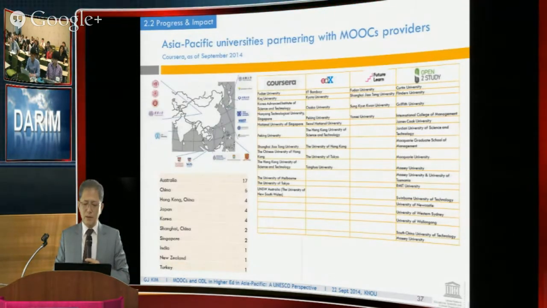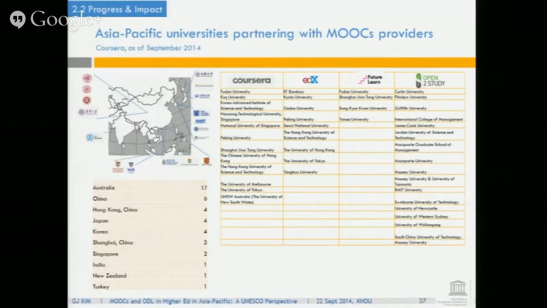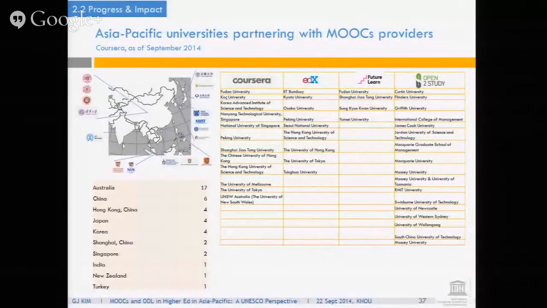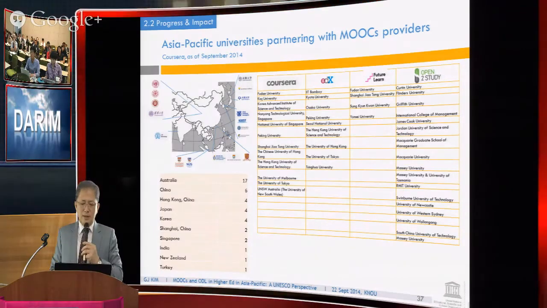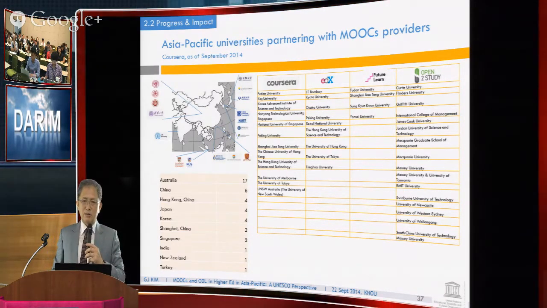So what do they do with the Asian players, Coursera, edX, etc.? It turns out that in Korea, correct me if I'm wrong, as of now, this is the most recent information: we have KAIST with Coursera. Where's KNOU? We have Seoul National University, Yonsei University, Sungkyunkwan University, all of them. This may not be correct, but according to available information, the numbers are still very few, meaning this is new.